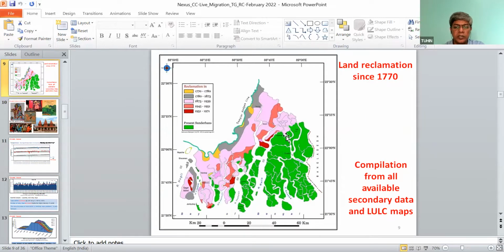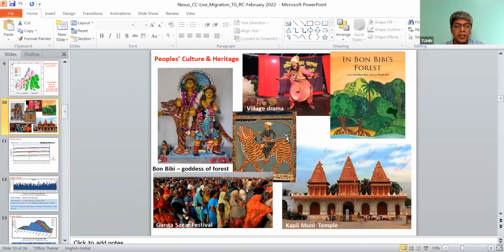And this is the gradual process of land reclamation, started around 1770. We could compile it from available secondary data and land use land cover maps from different sources. This might not be very accurate, but this is an effort we have made to document things here. And there is a lot of cultural heritage and rituals. You can see Bono Bibi, Shagor Festival, Kopil Muni Temple. So there are a lot of things people are maintaining.